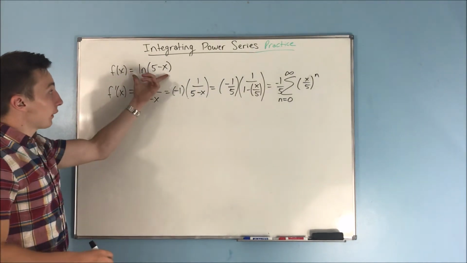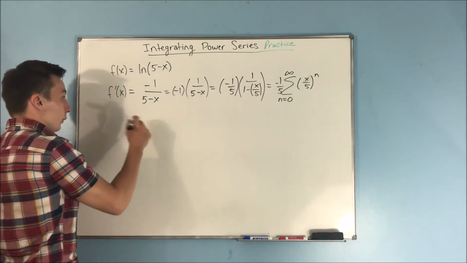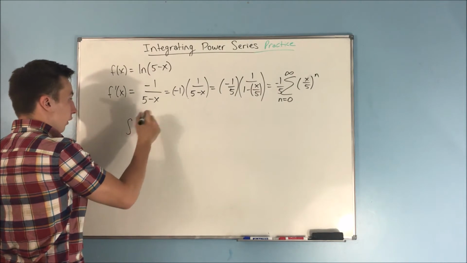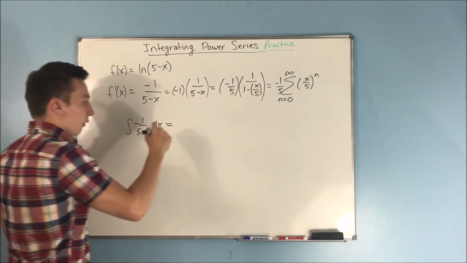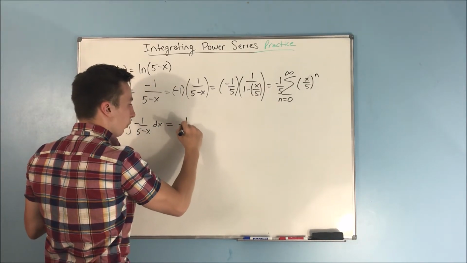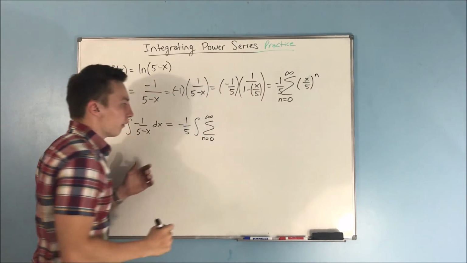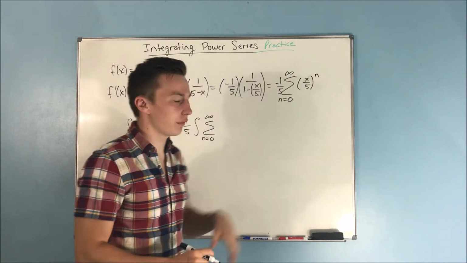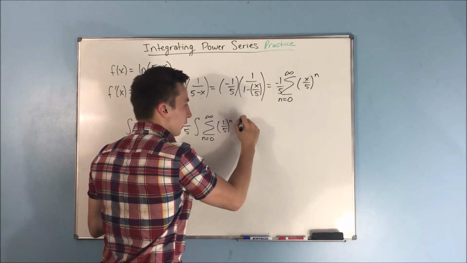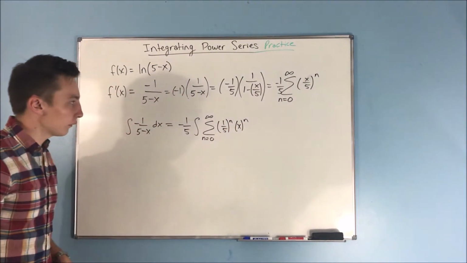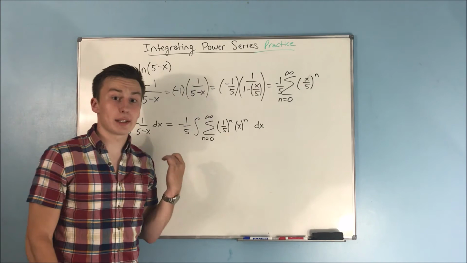Now, to get back to this natural log of 5 minus x, we need to integrate this piece right here. So we take the integral of negative 1 over 5 minus x dx and set that equal to negative 1/5 times the integral of the sum from n equals 0 to infinity of, I'm going to rewrite this just to make this a little bit easier for us, 1/5 to the n times x to the n, and we're going to have a dx here. Always remember we're integrating with respect to x and not n.